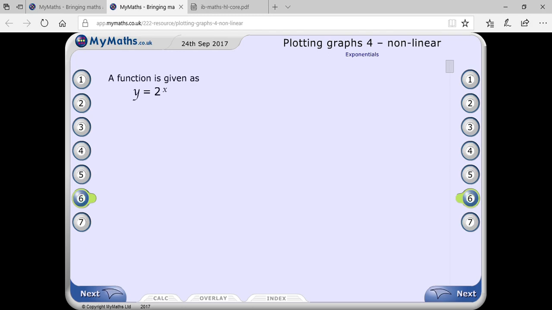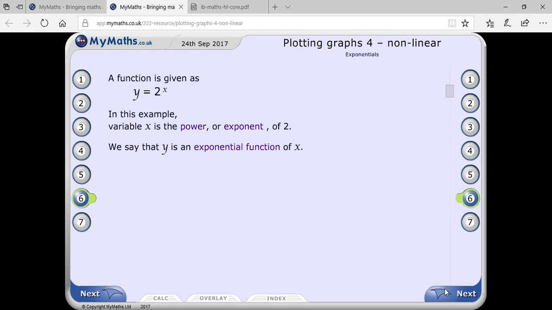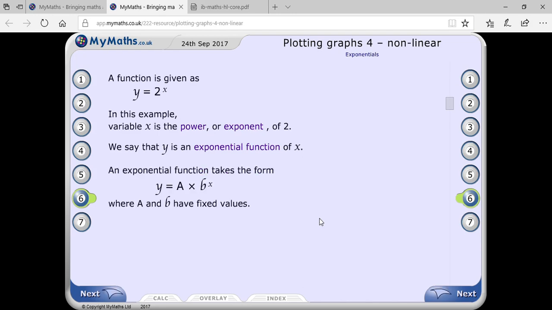Understand? Yes, sir. So in the same way, we have to plug in the values. It's a power or exponent of 2, so that's why it is known as an exponential function, or the graph is your power graph. Always remember that an exponential function is in the form y equals a into b to the power x, where a and b are fixed values, or we can also say constants.